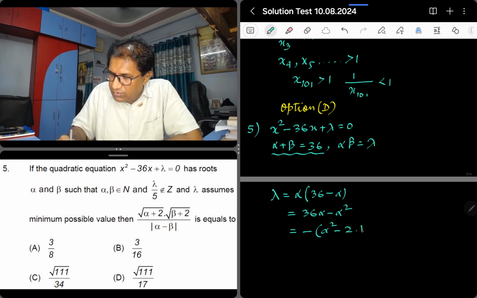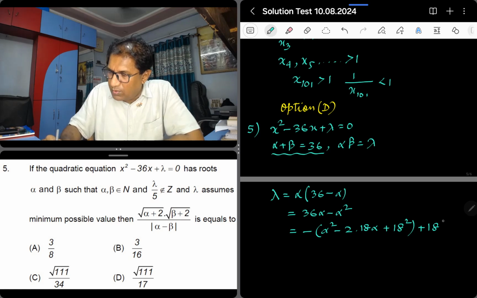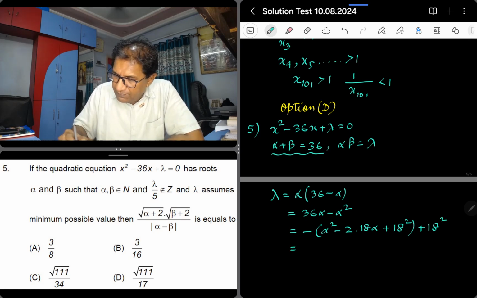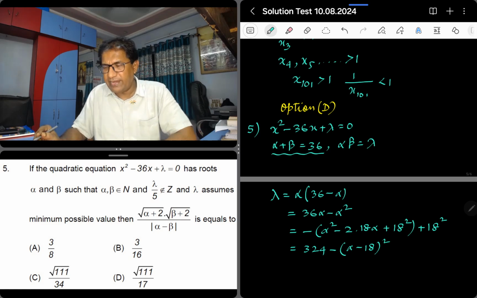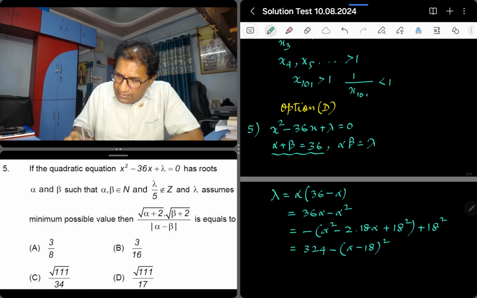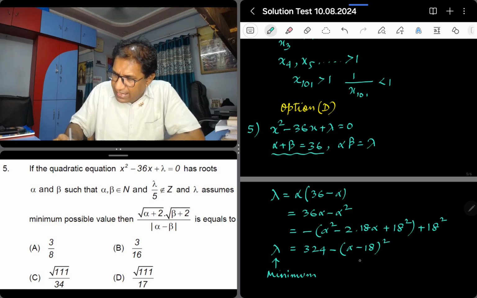Alpha square minus 2 into 18 alpha plus, let me just add 18 square. So, I have subtracted 18 square, so I have added 18 square over here. 18 square is 324, minus this is alpha minus 18 whole square, right? So, if lambda will take the minimum value, then obviously alpha minus 18 should take the maximum value.